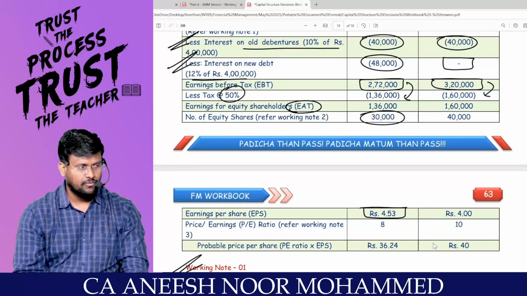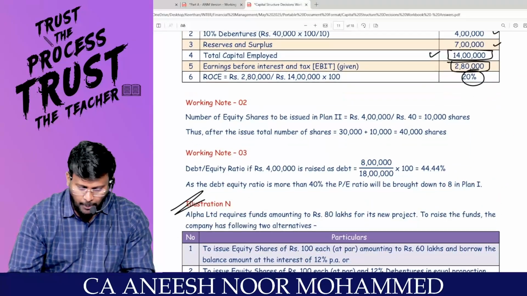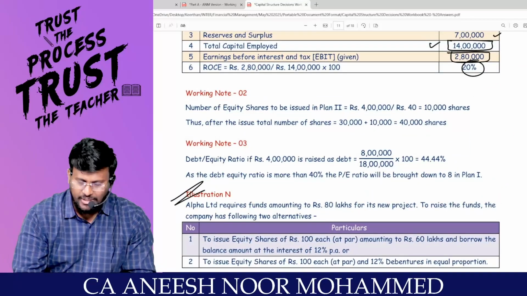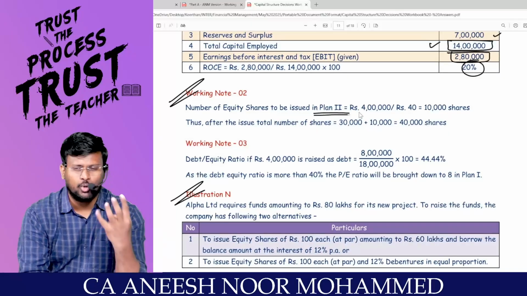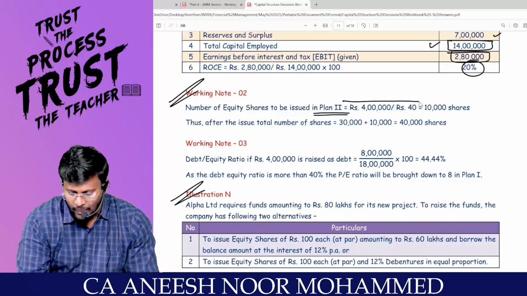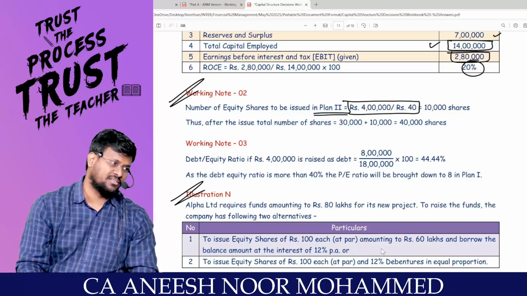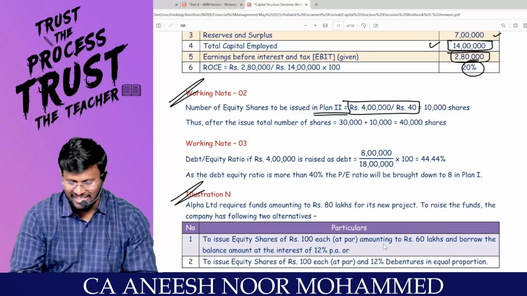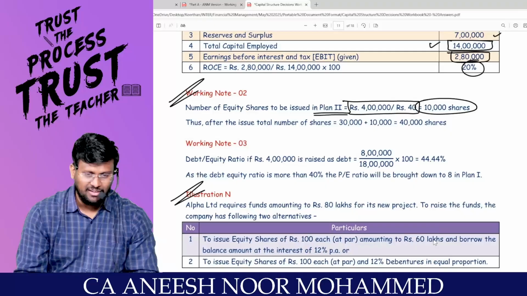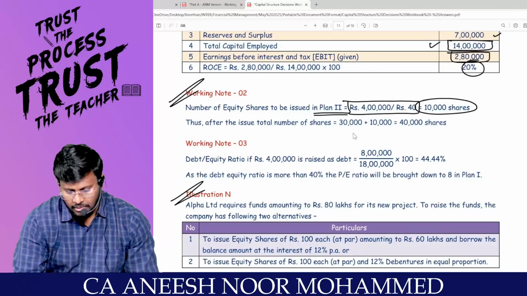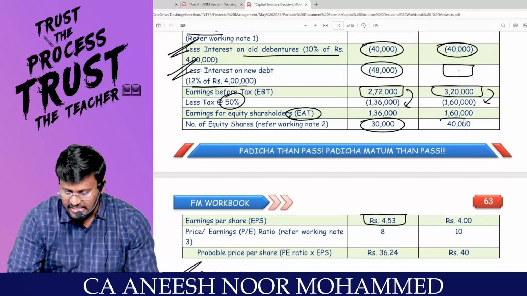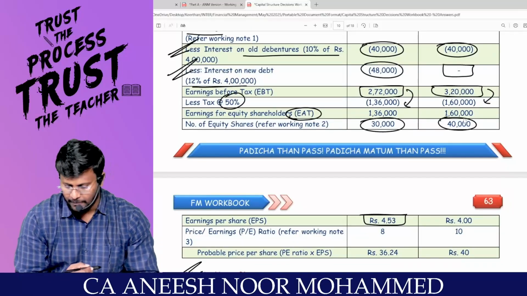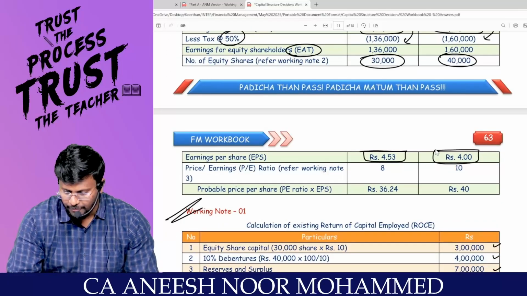4.53. But in option number 2, we have raised the equity. Right, sir? So the number of equity shares to be raised in plan number 2: what is the additional capital? 4 lakh. What is the existing market price? 40. How many equity shares? Already you are having 30,000 plus 10,000, that's why the denominator in the second case is 40,000. Comfortable. Which comes to EPS of 4 per share.